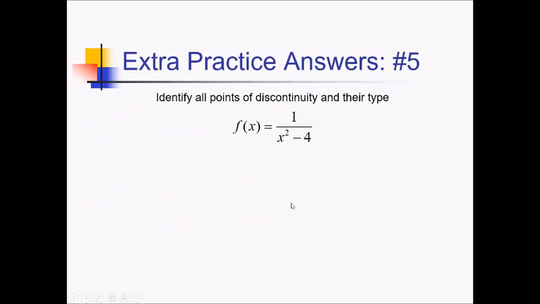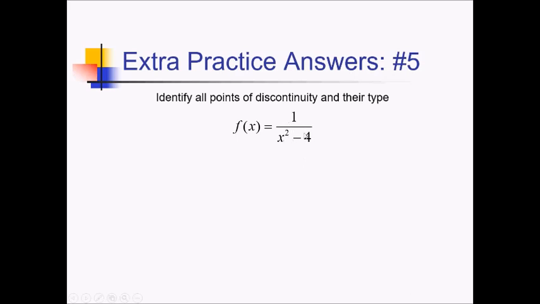For this problem, we're being asked to identify all points of discontinuity and their type. Since we have a rational function, we have to look out for removable and infinite discontinuities, holes and asymptotes. To figure out which is which, let's factor out this denominator.